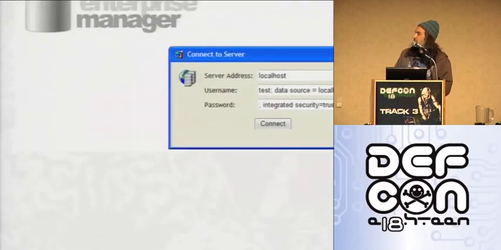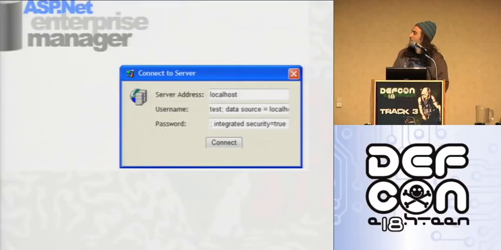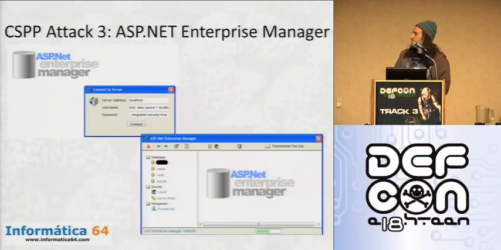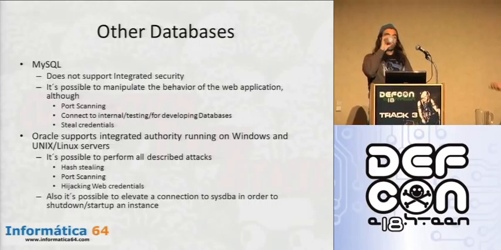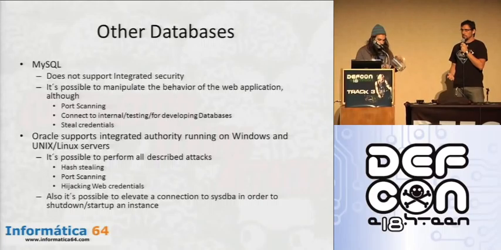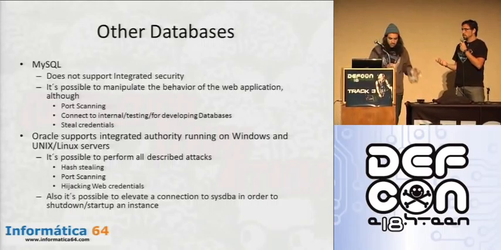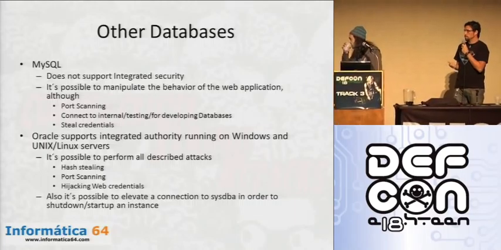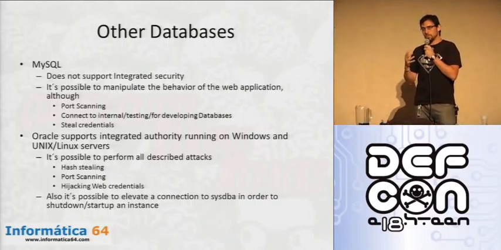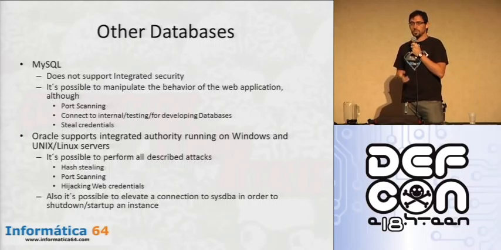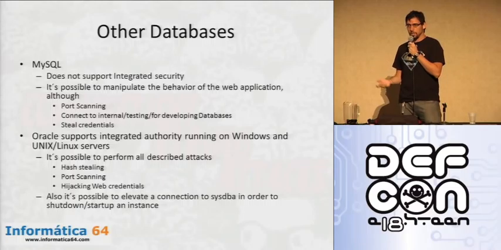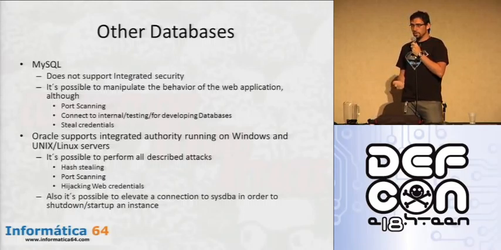So semicolon data source equals to whatever, and semicolon integrated security equals to true, and you get into the database. We've been talking about how usually .NET applications connect to SQL Server databases, but if we want to extend this to other databases: MySQL doesn't really extend this. It doesn't support integrated security, but if you're using a .NET application with a connection string to connect to your MySQL database, you still can do all the other stuff that we're doing, like the port scanning and stuff.